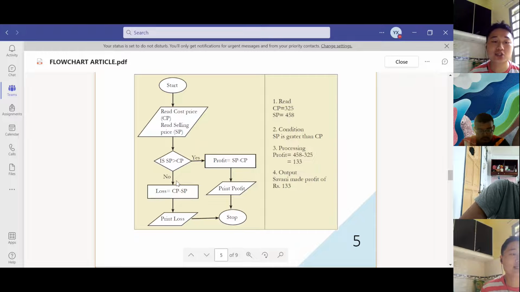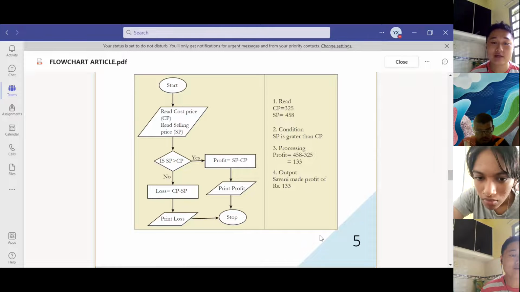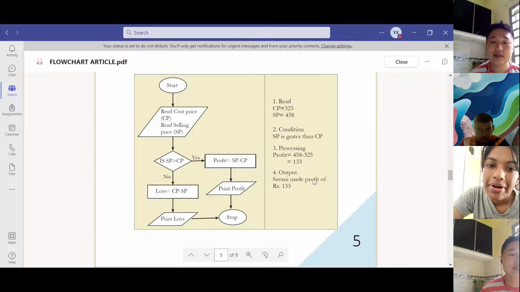So in the second decision, is SP greater than CP? If no, loss equals CP minus SP, and then the output is print loss, and then we stop. In the output, Savani made a profit of 133 ringgit. As the processing, the profit is 458 minus 225 equals 133.